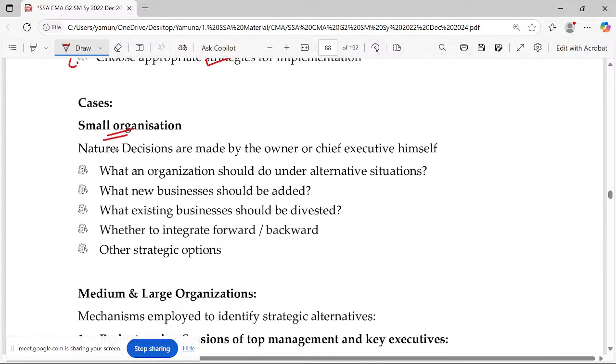What happens in the case of a small organization? Actually, in a small organization, the owner or chief executive might be thinking this: under the different alternative situations, what should the organization do? What new business should be added? What existing business should be divested, which means I'm not going to invest more in that, so I'm going to leave off that? Whether to integrate forward or backward, or other strategy.